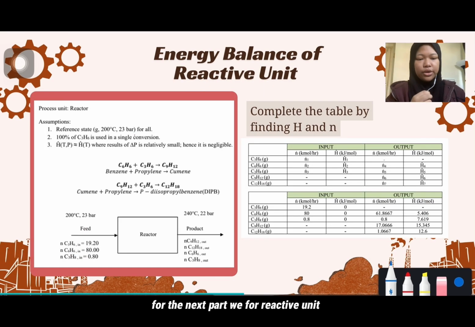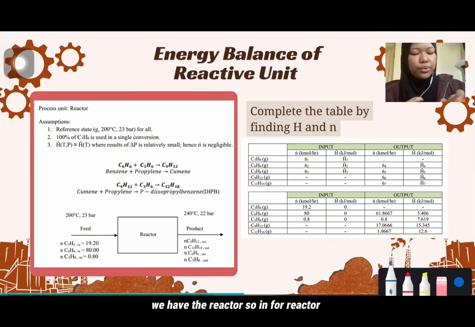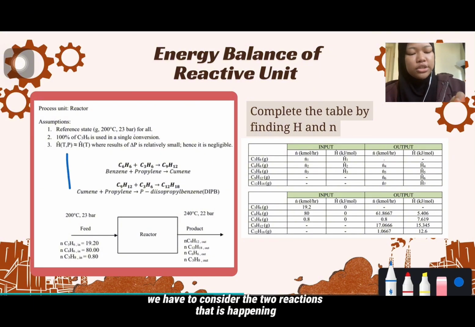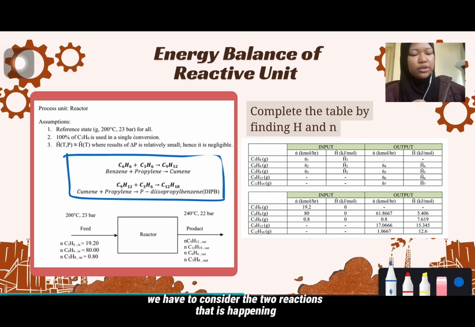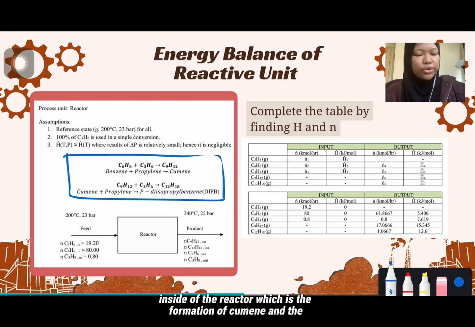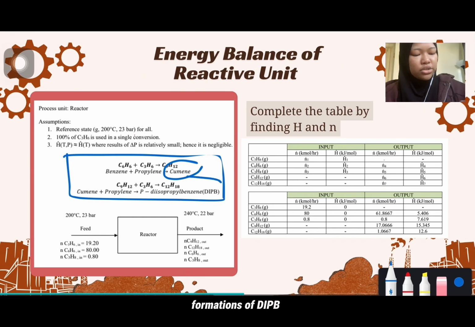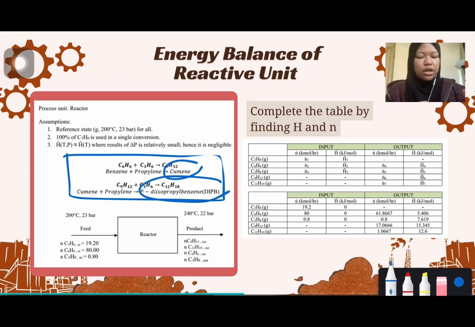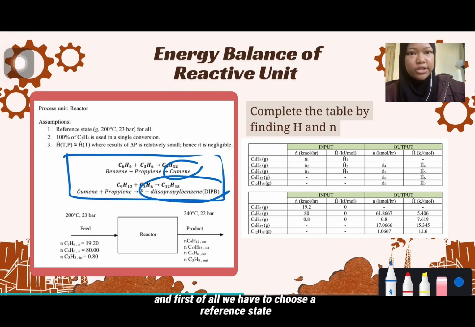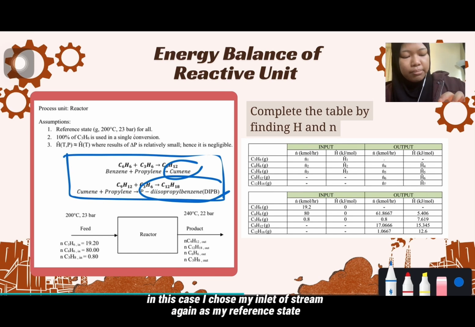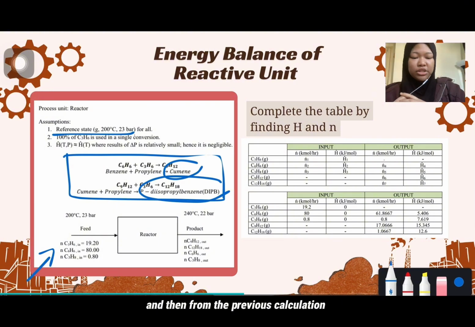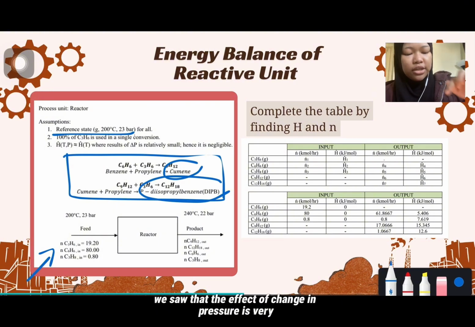For the next part, for the reactive unit, we have the reactor. For the reactor, we have to consider the two reactions that are happening inside of the reactor, which are the formation of cumene and the formation of DIPB. And first of all, we have to choose a reference state. In this case, I chose my inlet upstream again as my reference state. And then from the previous calculation, we saw that the effect of change in pressure is very, very little.